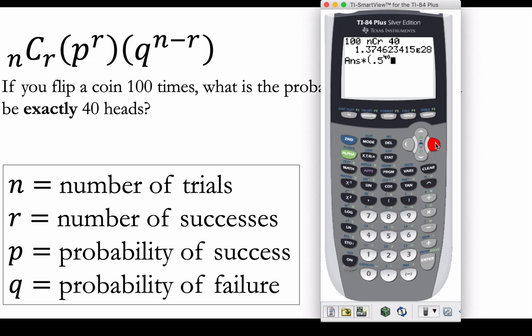Let's try to do this all at once. And then that times 0.5 to the n minus r, so 100 minus 40, or 60. Right, there's 60 tails if there are 40 heads. And we get about 0.0108, so about 1%, 1.1%.